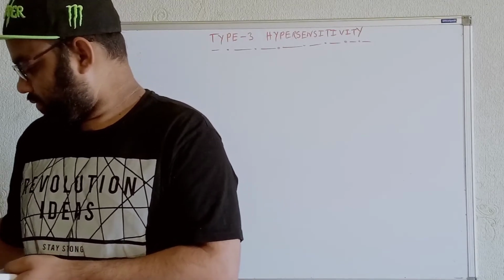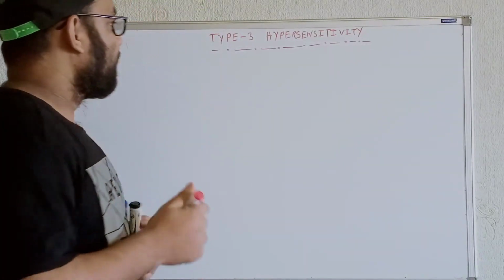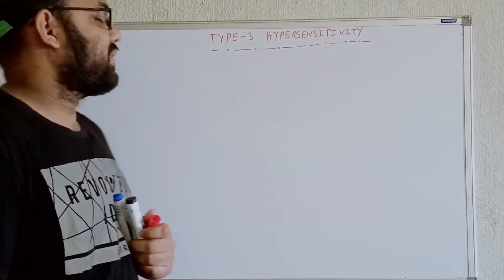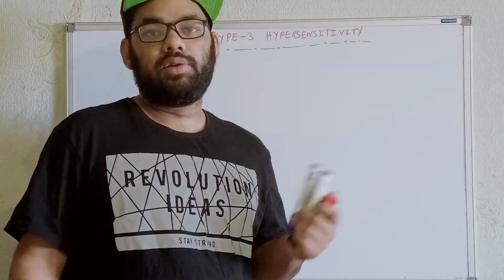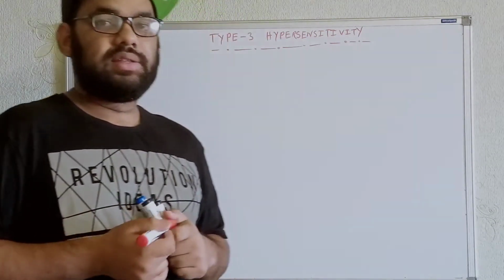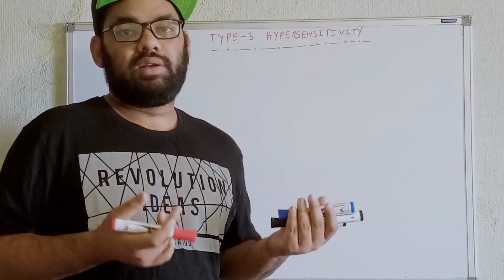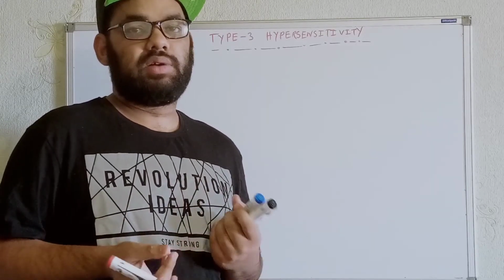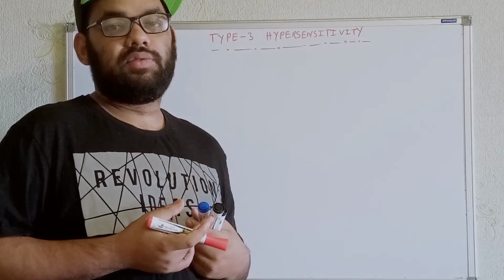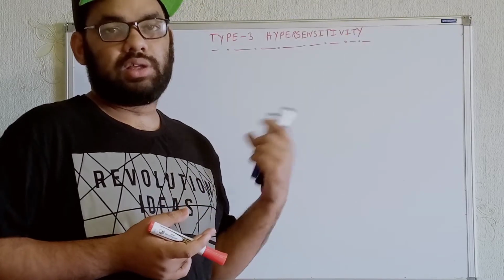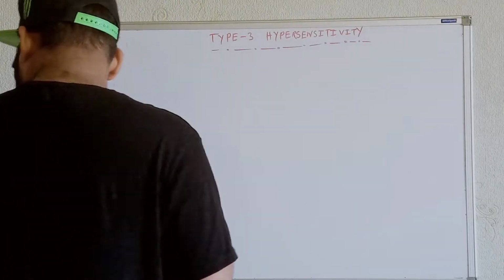We need to know that type 3 hypersensitivity reaction is immune mediated, tissue damaging reactions. The special thing here is that the antigens and antibodies will both be free. The antigens may be extrinsic or intrinsic. The antibody formed against the antigen will be in the circulation, in free form. So let's write it over here.